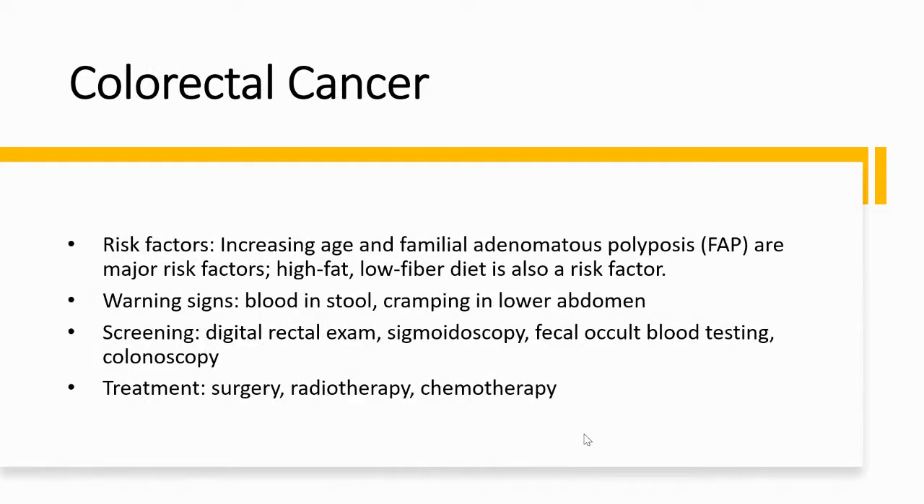Colorectal cancer, risk factors for this include increasing age and familial polyposis. Those are major risk factors. Having a high fat, low fiber diet is also a risk factor. And some warning signs are having blood in stool. Anytime there is blood in stool, you need to get it checked out right away. It indicates something is wrong. And having cramping in your lower abdominal region. Screening for this is a digital rectal exam, fecal occult blood testing, maybe they'll test your fecal matter or your poop, and having a colonoscopy. And then treatment is surgery, radiotherapy, or chemotherapy.